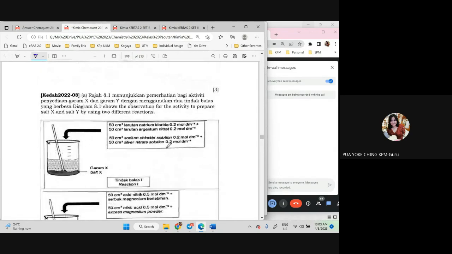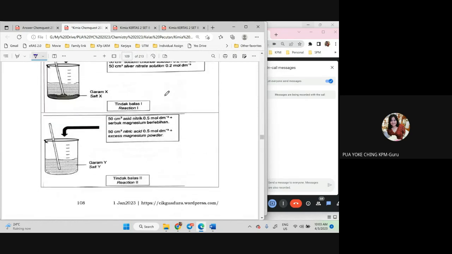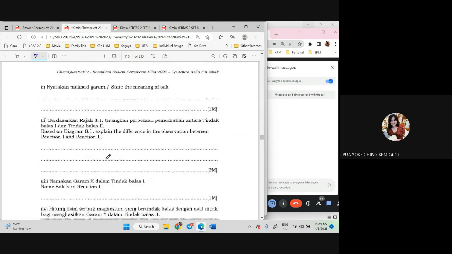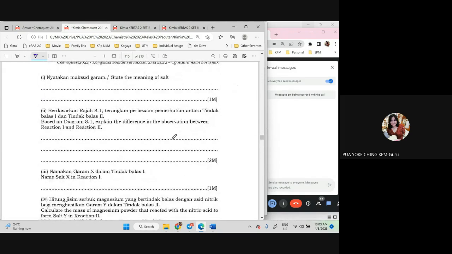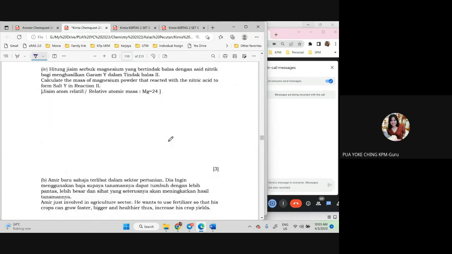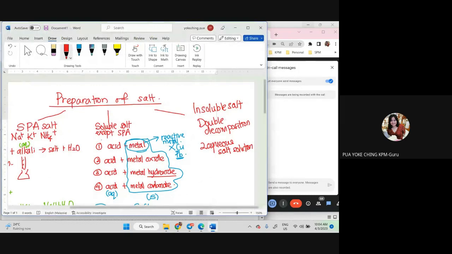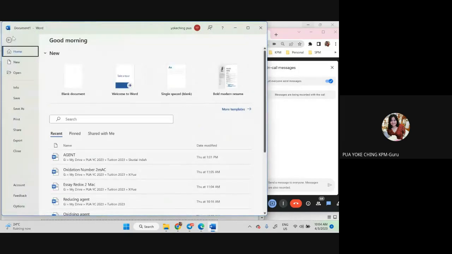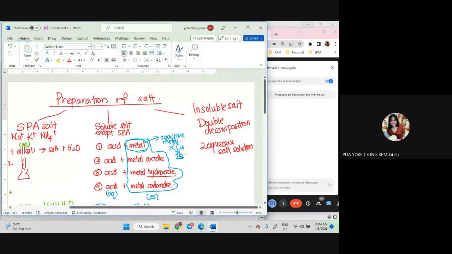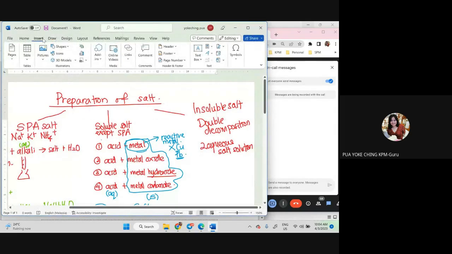So you boleh tengok soalan Kedah ni. Okay. Reaction 1, reaction 2. Okay, satu garam tak terlarutkan, satu adalah garam terlarutkan. Okay, satu larut, satu tak larut. So, dia explain differences. Okay, so done for the preparation. The next one I want to discuss is about your cation and anion test.